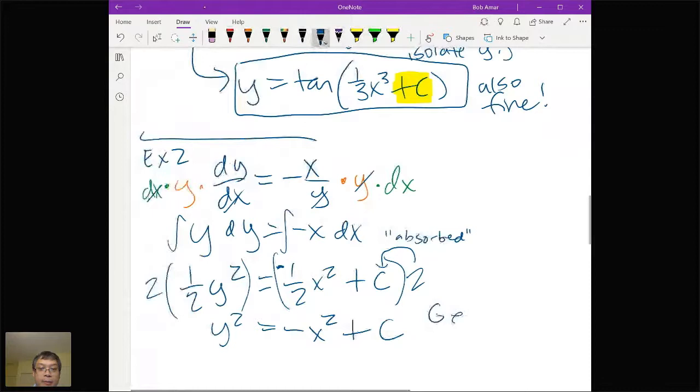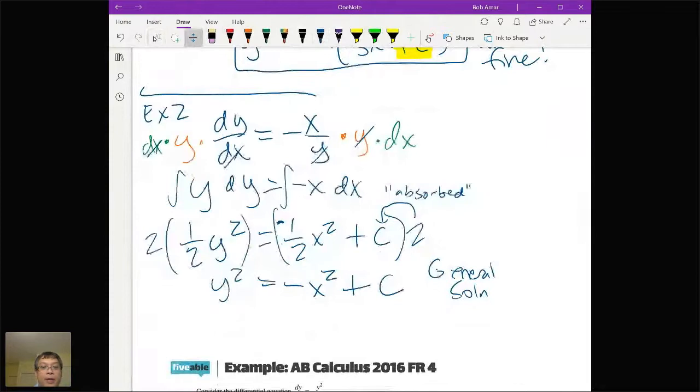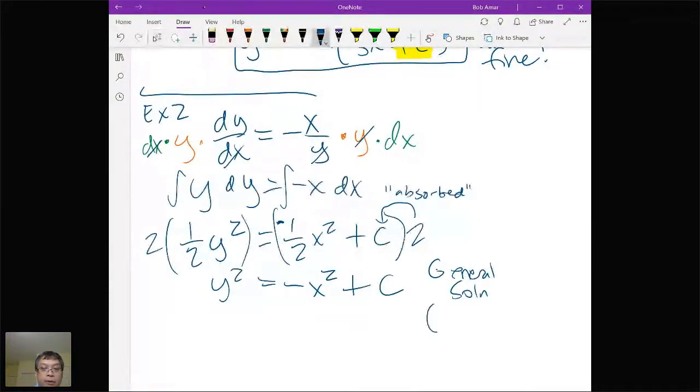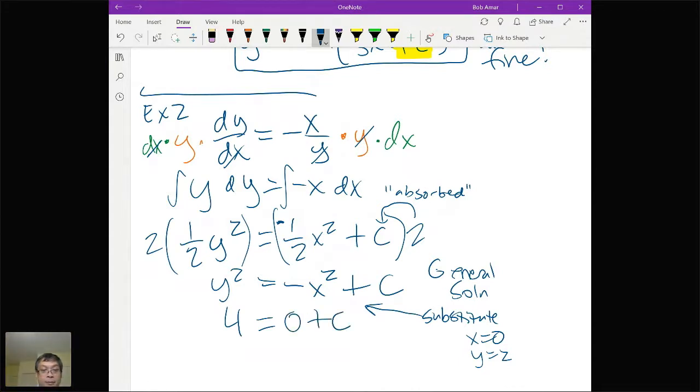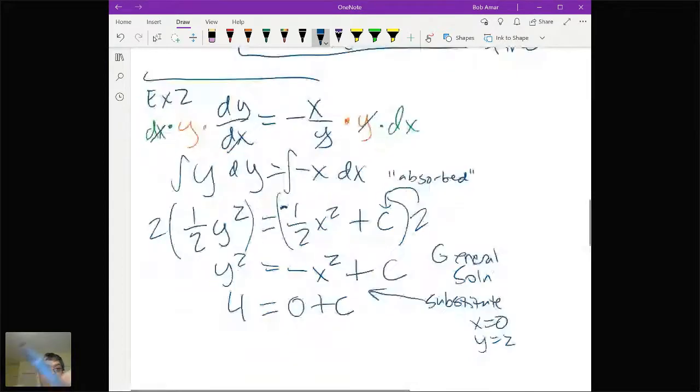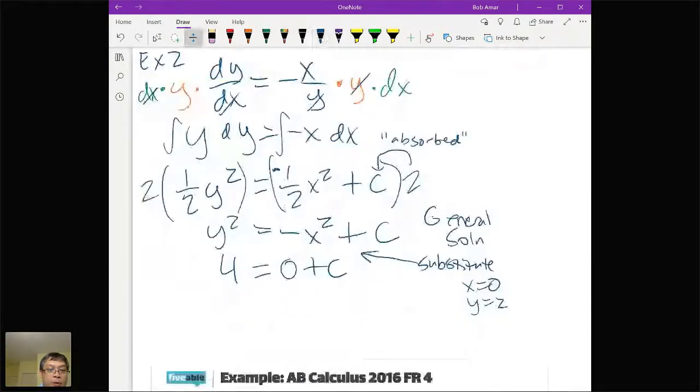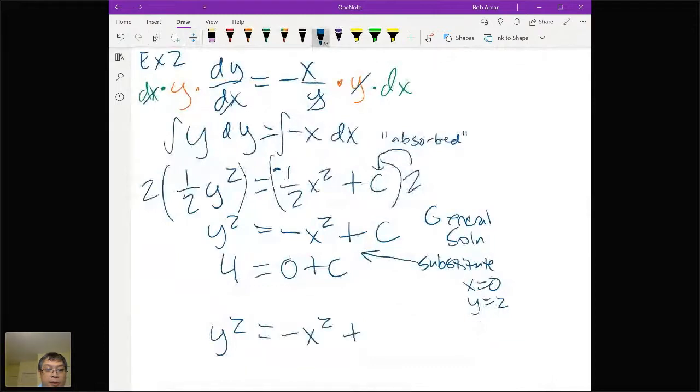And that's always the first step. But then I want to substitute in the point. I'm not sure why I keep picking 0, 2. I just really like 0, 2. Third example doesn't have 0, 2. So now I want to substitute in x equals 0 and y equals 2. And this gives me 2 squared is 4, right? Because that's the y coordinate. 0 squared is still 0. So C is 4. And now I have y squared equals negative x squared plus 4.